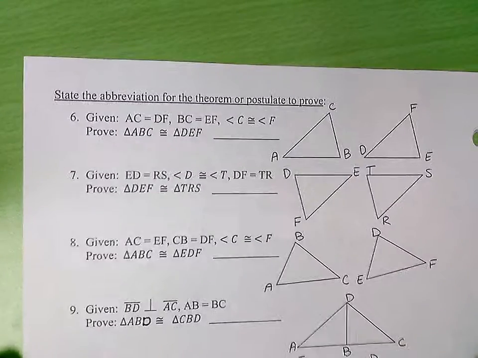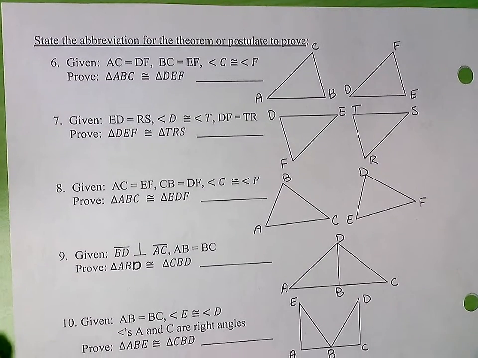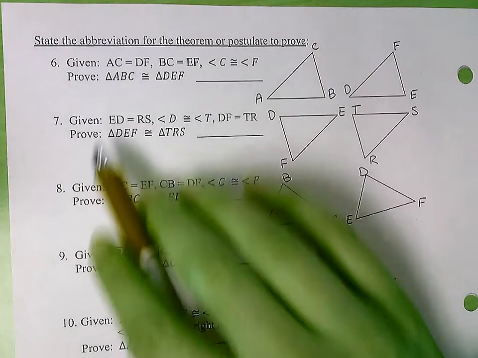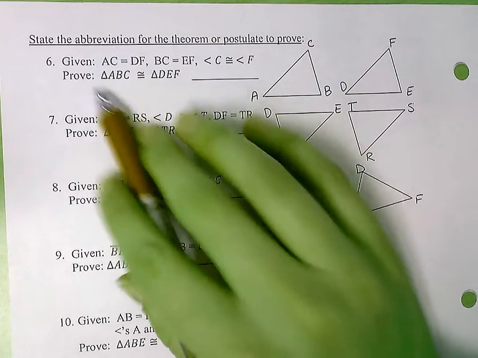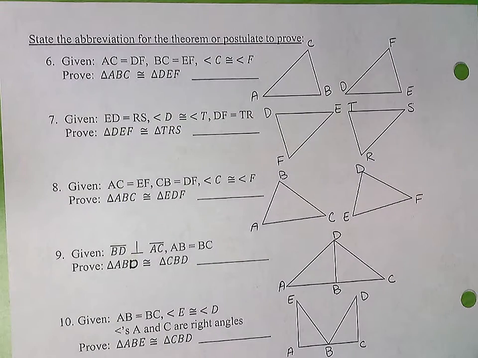All right, on the back. So we have some given information. We have a picture. We want to use that given information and label our picture. Then we want to prove why these two triangles are congruent by using side, side, side, side, angle, side, angle, side, angle, or hypotenuse leg. Okay? So that's what we're writing out.